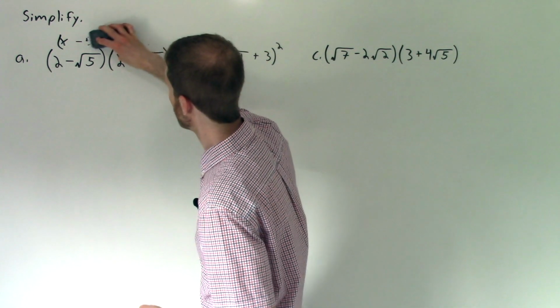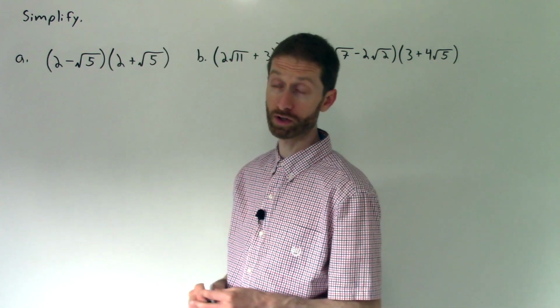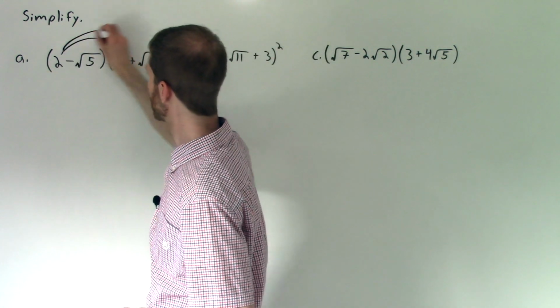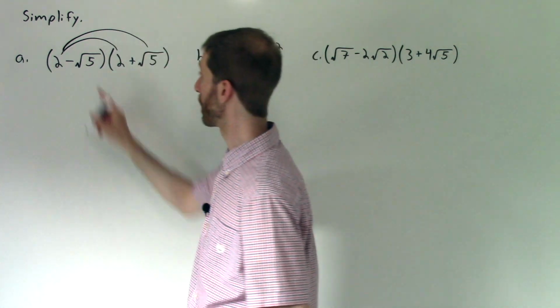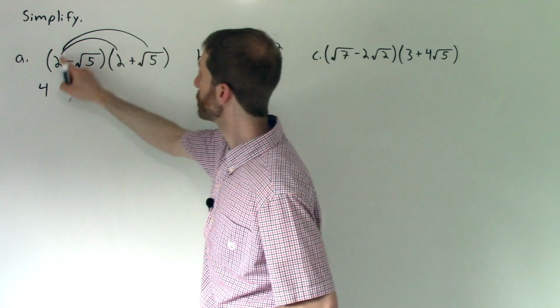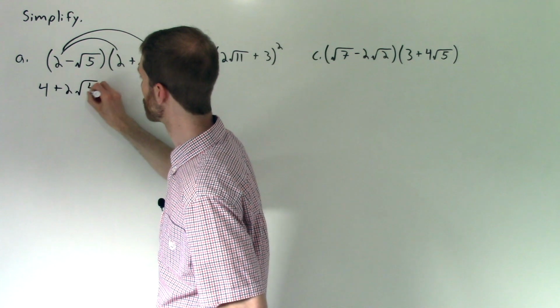Let me erase all that. Just wanted to point that out. So looking at it that way, we're going to FOIL. We're going to distribute. Remember, FOILing is just a way to organize how we distribute. So first, outer. We'll do the first two there. 2 times 2, there's your first, is 4. Outer, 2 times positive root 5 is 2 root 5.